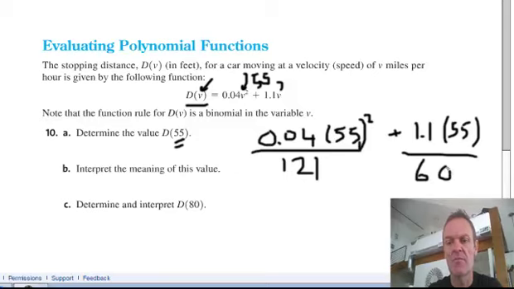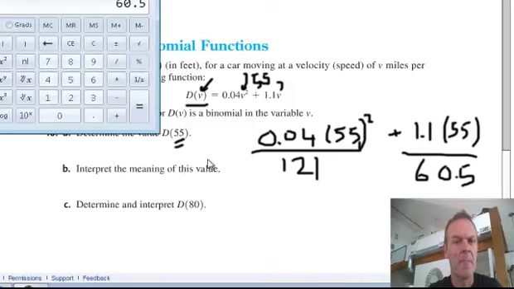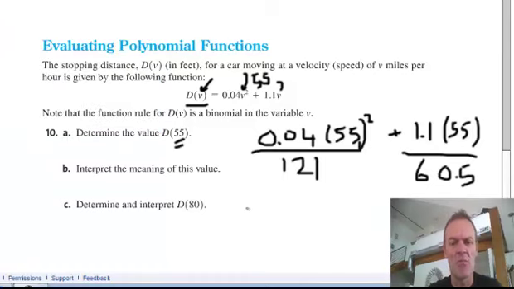Let's have a look. Let's add that to 121. 181.5 feet. So there it is. That is 181.5 feet. That's your stopping distance. Now interpret the meaning of this value, interpret d of 80. So d of 80 means put 80 in there. Obviously it's going to be much bigger, the stopping distance. But that's their use of evaluating polynomials.